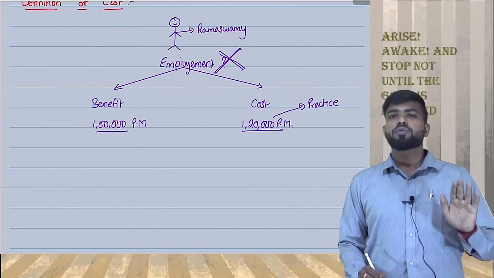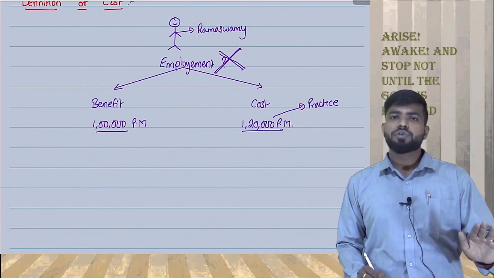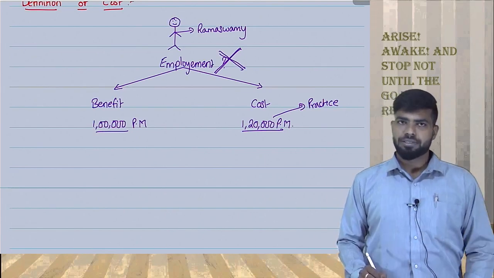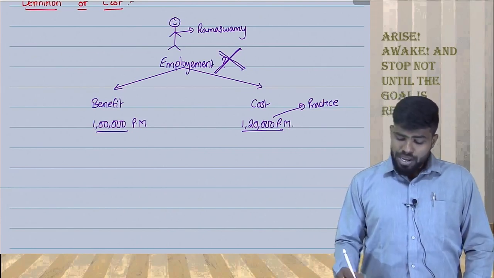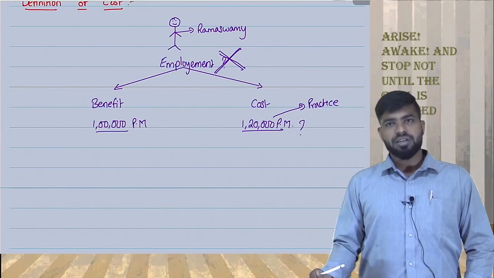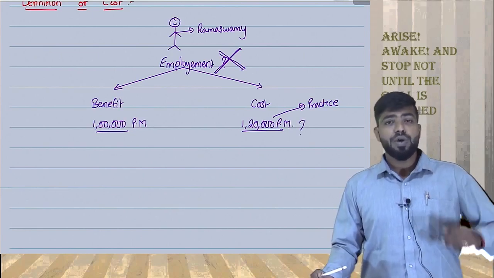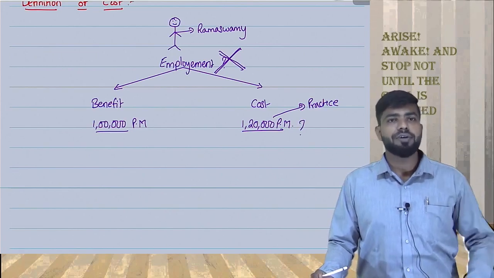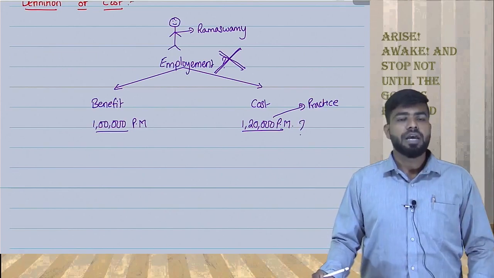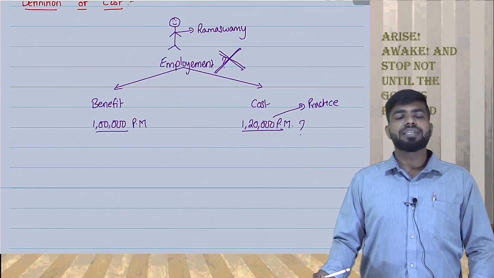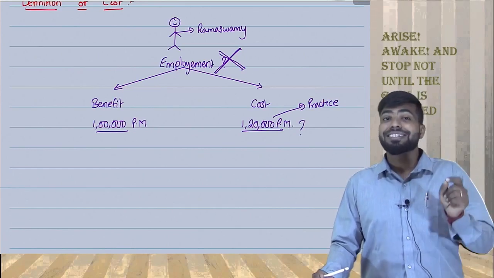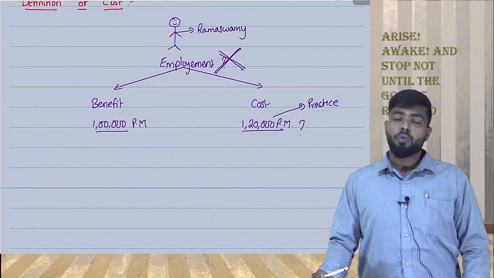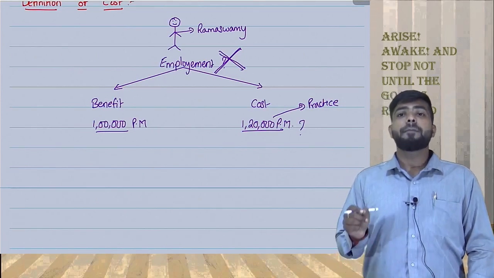If he goes for the employment, he is going to get a benefit of only 1 lakh rupees. Now the question is, why are we treating this 1,20,000 as cost? Tell me, are we spending that 1,20,000 out of our pocket? Absolutely no. We are not spending that 1,20,000 out of our pocket. But still, I am taking it as a cost. What cost is it? It is an opportunity cost.